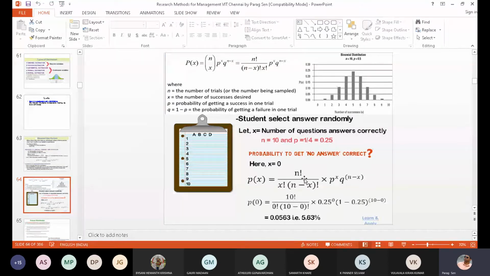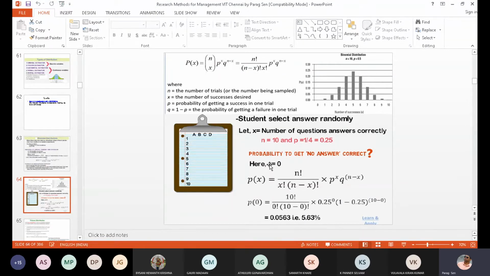So n is equal to 10, because that is the number of trials. Since there are 10 questions, they have taken 10. And p is the probability of getting a success in one trial. Since there are four options, the probability is 1 by 4 that the answer will be correct, so 0.25 is given. q is equal to 1 minus p, the probability of getting a failure in one trial, so that will be 1 minus 0.25, which is 0.75. And x is the number of questions answered correctly.